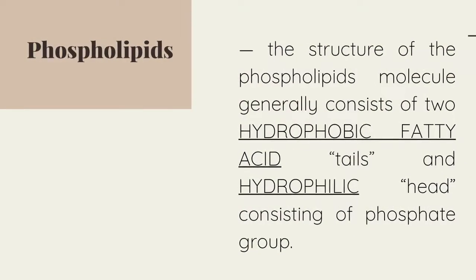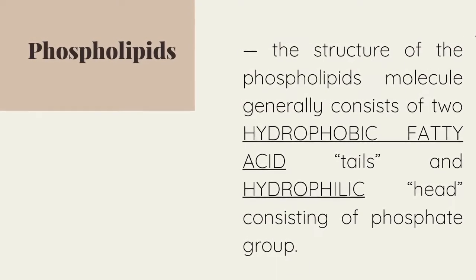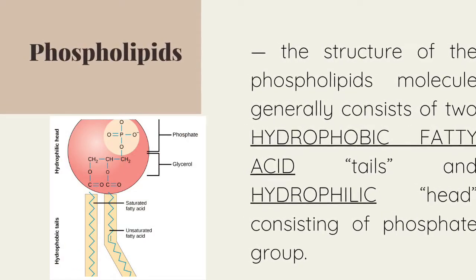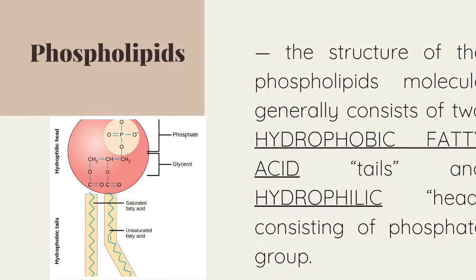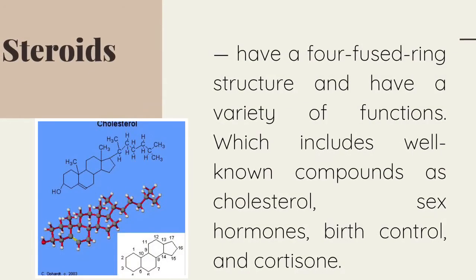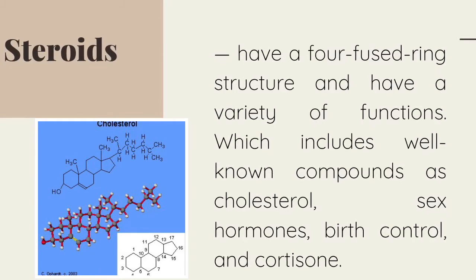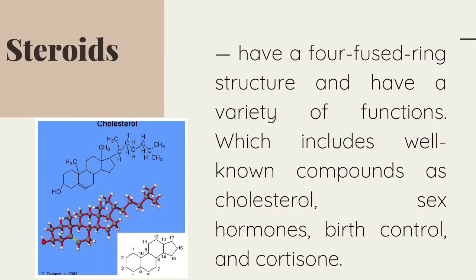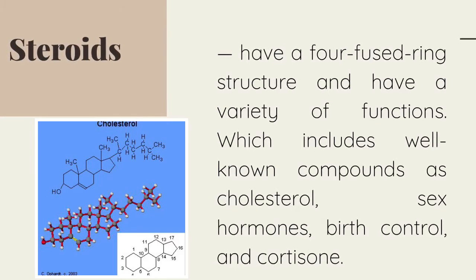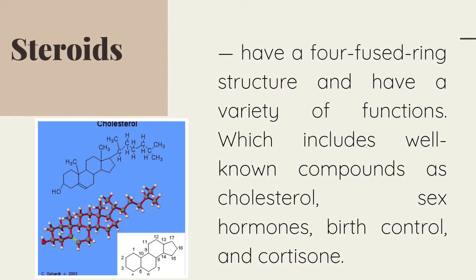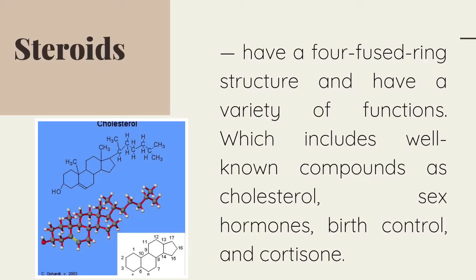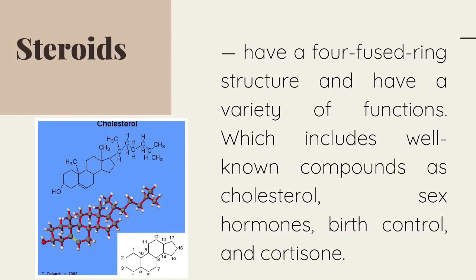Phospholipids. The structure of a phospholipid molecule generally consists of two hydrophobic fatty acid tails and a hydrophilic head consisting of a phosphate group. Steroids. Steroids have a four-fused ring structure and have a variety of functions, which include well-known compounds such as cholesterol, sex hormones, birth control, and cortisone. The best known and most abundant steroid in the body is cholesterol, which is found in brain tissue, nerve tissue, and the bloodstream.